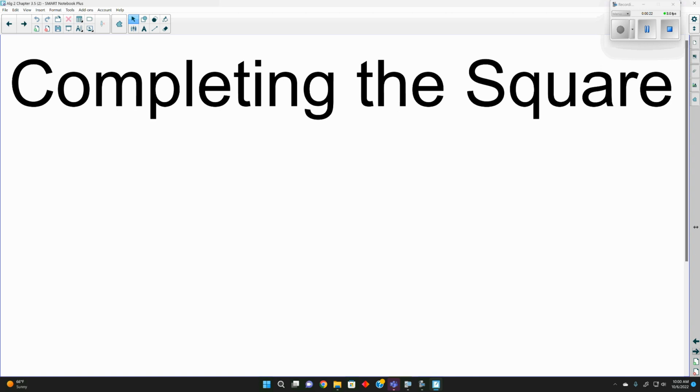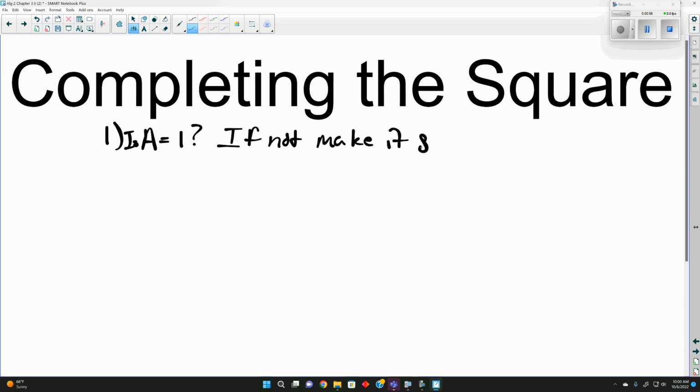Now, what we're looking at today is completing the square. We did one problem with this yesterday, but we have our main steps. The first step is: is A equal to 1? If not, make it so.